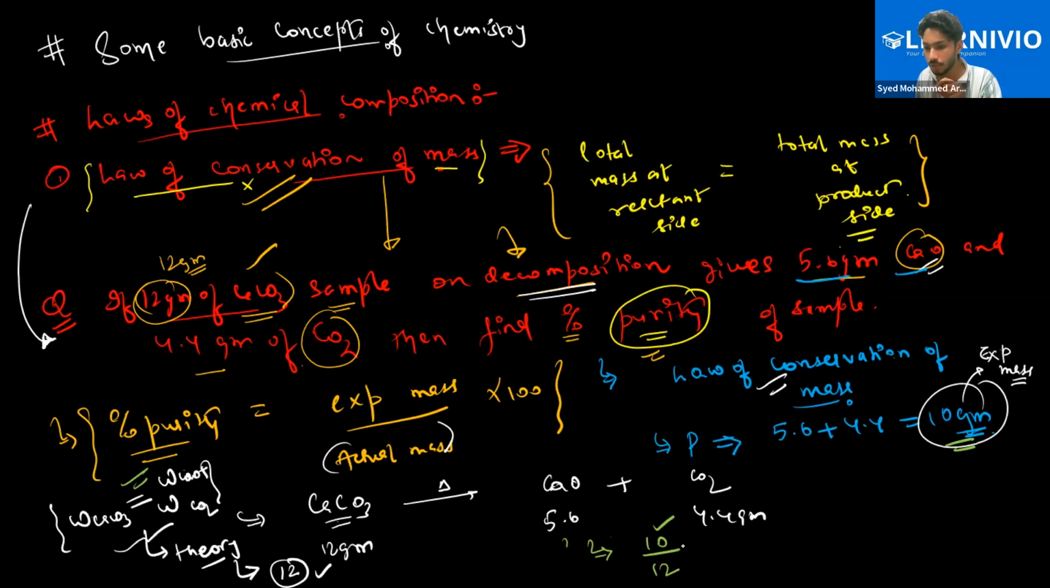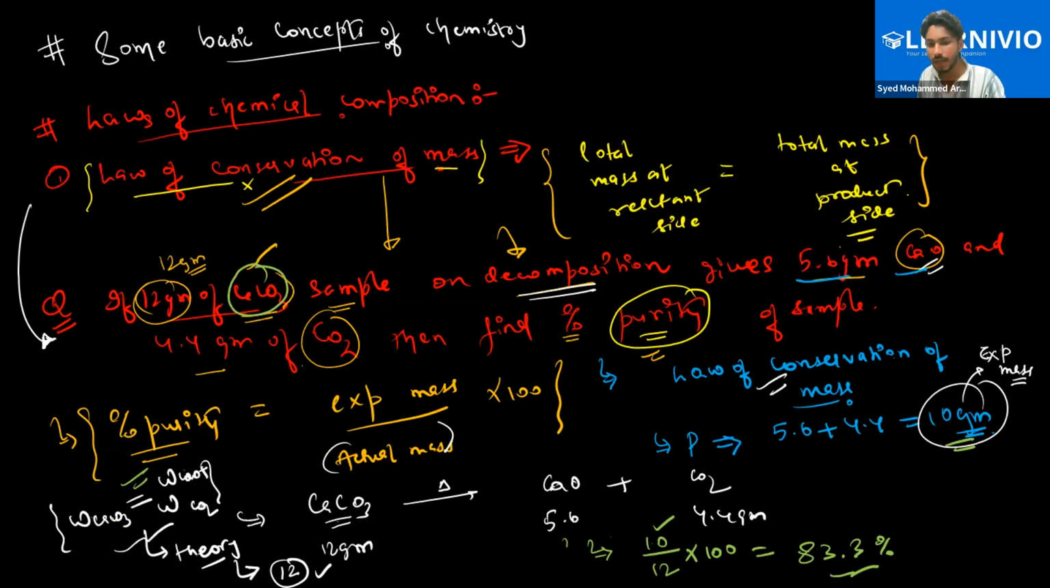So if I need to get the purity, I just need to divide this 10 by 12 and multiply by 100. I'll easily get my answer, something around 80%. I'm using a calculator. 10 divided by 12, I'll get 83.33%. Okay, 83.33 percentage. So this is my percentage purity of my CaCO3.